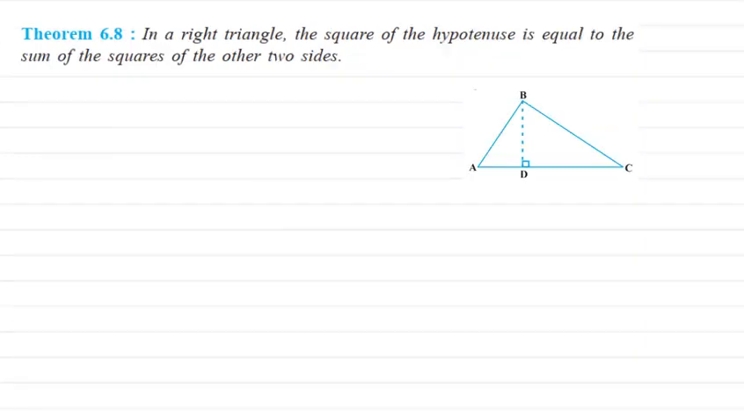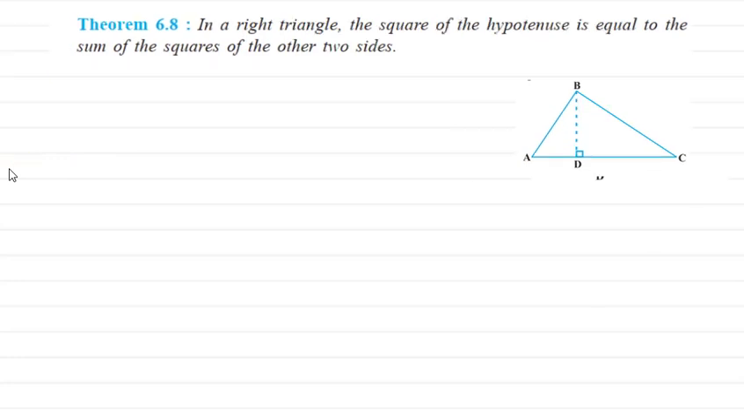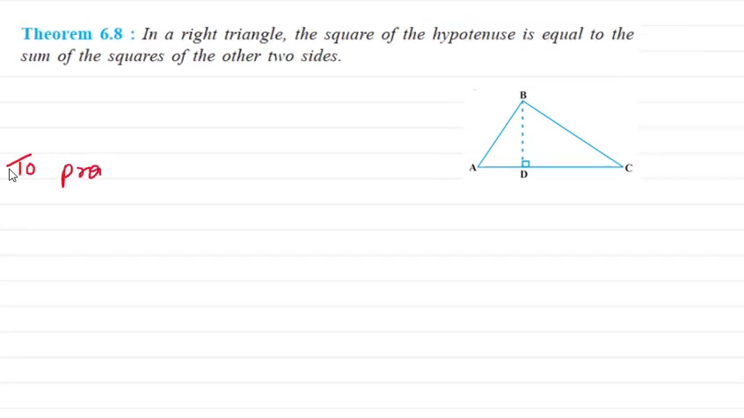Now this is our well-known theorem, that is the Pythagoras theorem. In a right angle triangle, the square of the hypotenuse is equal to the sum of the squares of the other two sides. So this theorem all of you know. So here what you have to do, you have to prove that the side AC square will be equal to AB square plus BC square. So this statement all of you know, and here we have to prove this.